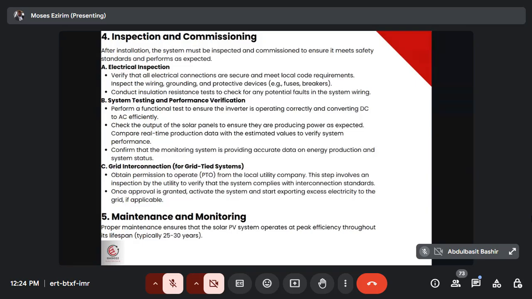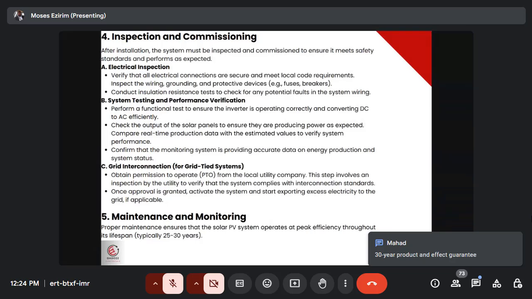With European standard, the warranty is 12 years on solar panel. Really? Wow, that's nice.